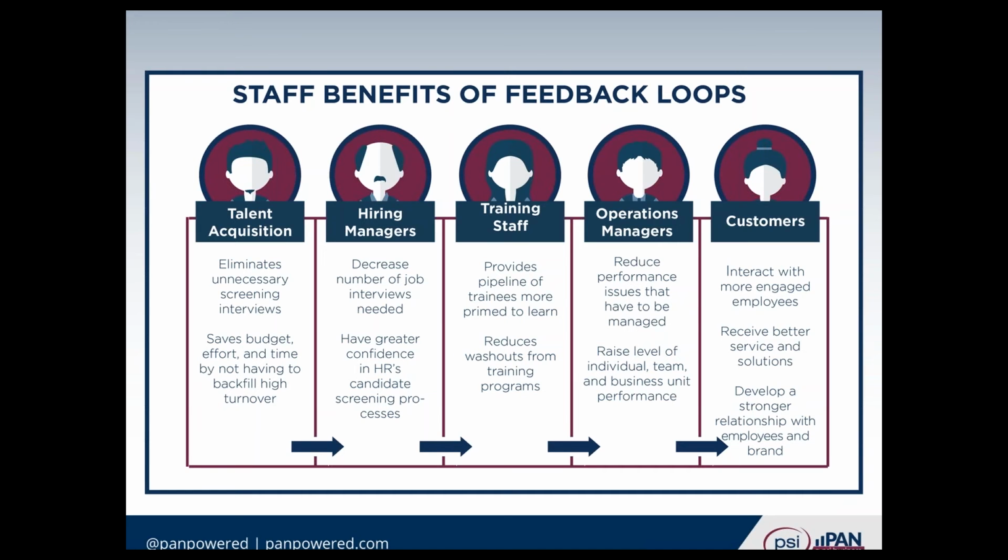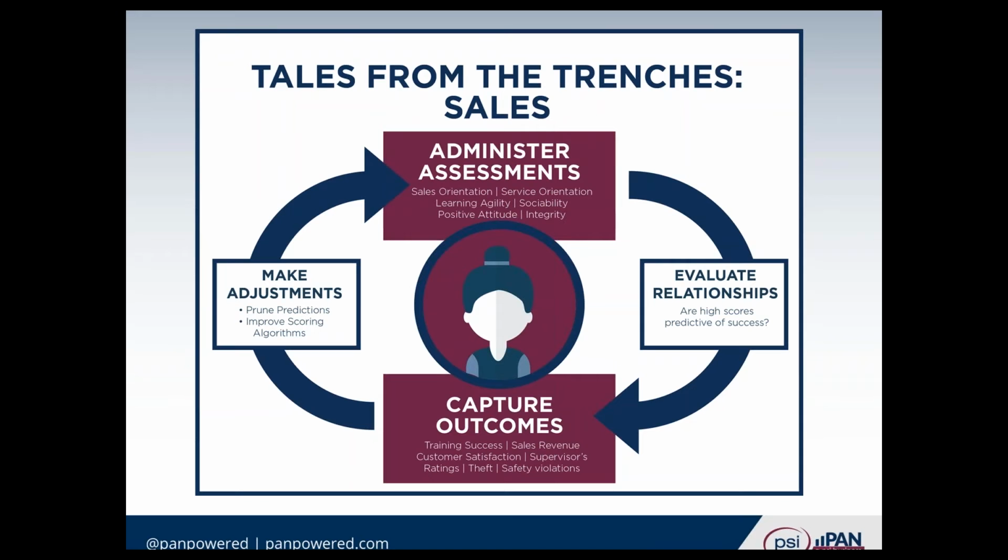So to make this a little bit more concrete, let's walk through a couple of examples on how the feedback loop can work for two jobs. The first is sales and the second is customer service. So let's say that you've recently put into place an assessment for your sales force that focuses on things like sales orientation, service orientation, learning agility, sociability, positive attitude, and integrity.